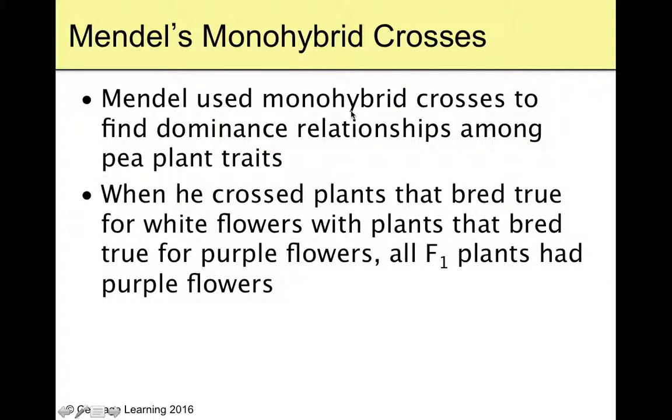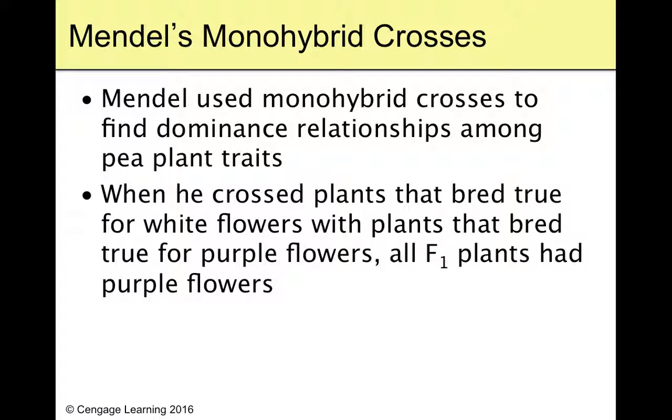So Mendel used these monohybrid crosses to find the dominance relationships among the pea plants. When he crossed plants that were true breeders for white flowers with plants that bred true for purple flowers, all the F1 plants had purple flowers. So he took all these plants that were just purple and all these plants that were just white, and he crossed them and planted the seeds, and all the seeds were purple.